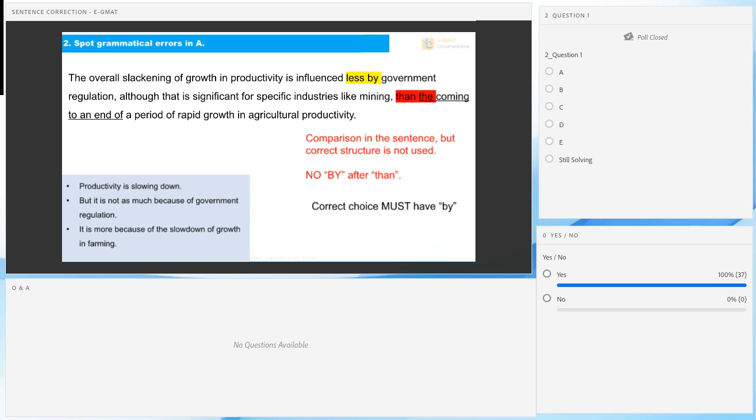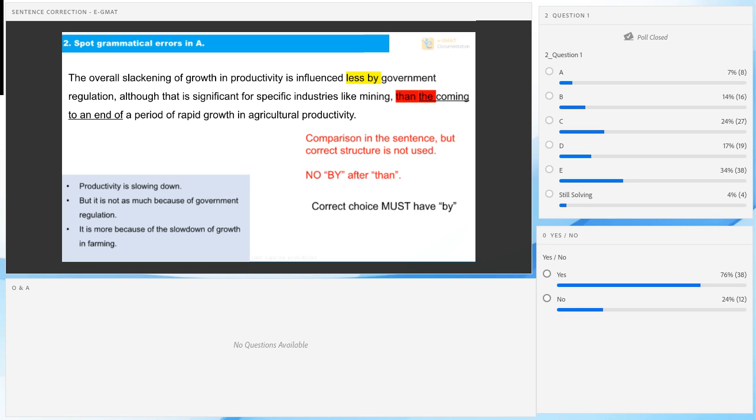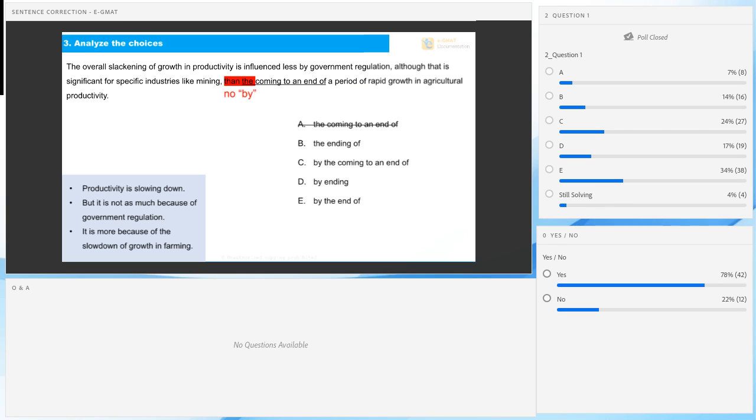You can call this a parallelism error. You can call this a comparison error, right? So that's the error. How many of you spotted this error? Let's clear this out. How many of you spotted this error? Okay. So those of you who spotted this error should not have selected choices A and B. So the 24 folks who selected either choice A or choice B did not observe this error.